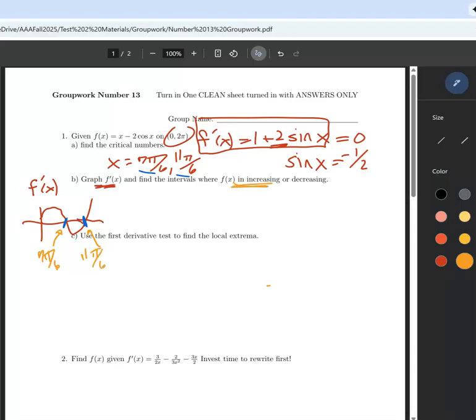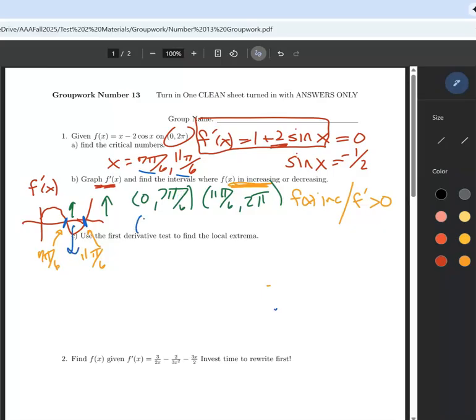So I can see the function is increasing when the derivative graph is above the x-axis. On this interval, it would be from 0 to 7 pi over 6, and then from 11 pi over 6 to 2 pi. That's where the derivative is positive, so the function is increasing, f of x increasing, when the derivative is bigger than 0. Below the x-axis, from 7 pi over 6 to 11 pi over 6, the function is decreasing.